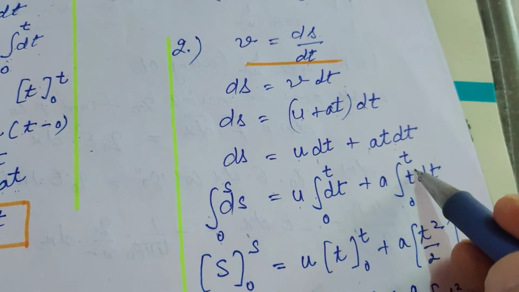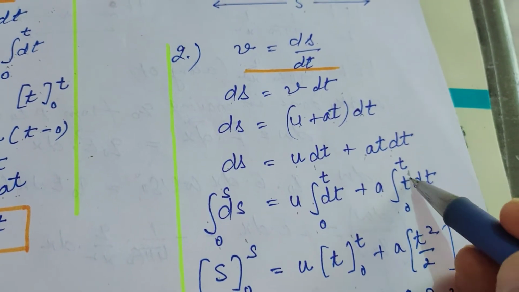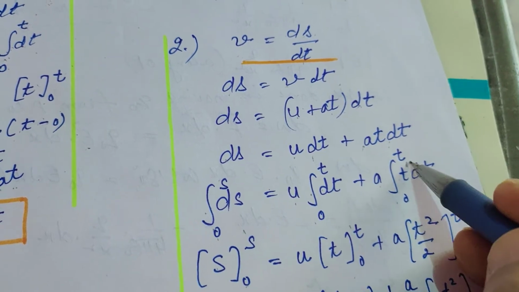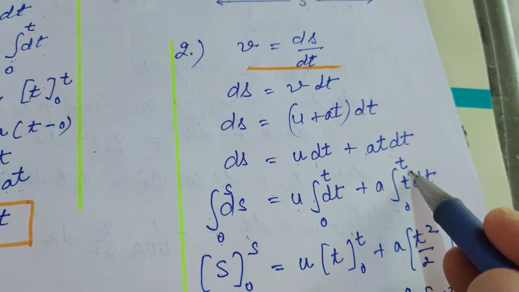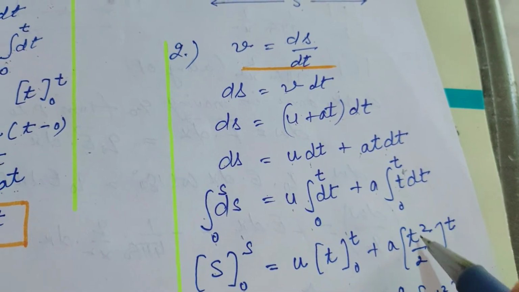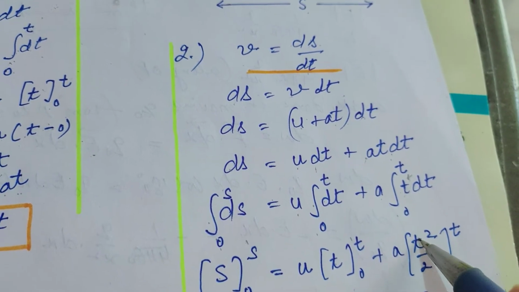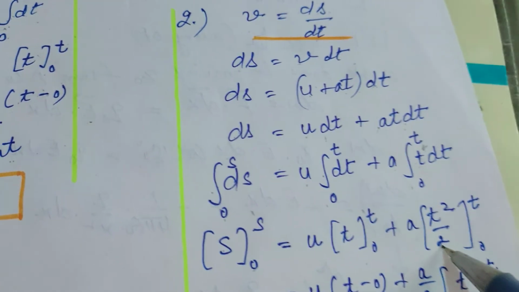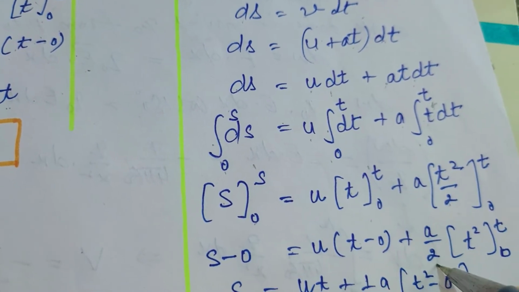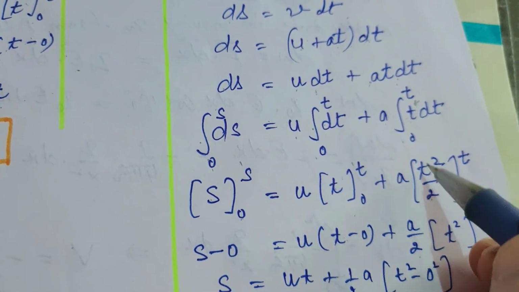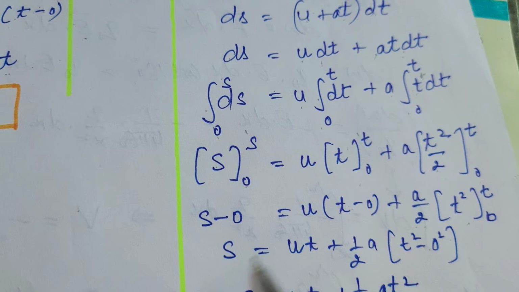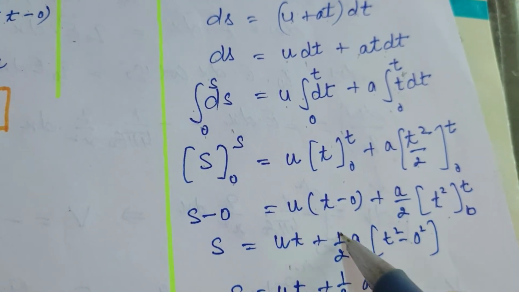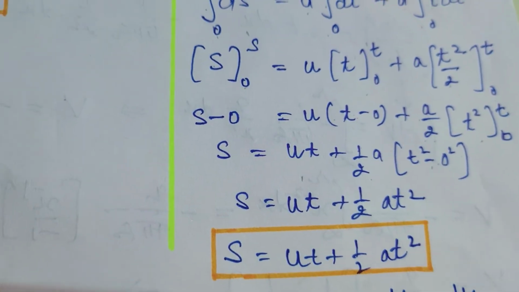For t, as there is no power shown, I will consider the power of t as 1. Then use the formula of integration for x to the power n, which is x to the power n plus 1 over n plus 1. So t to the power 1 plus 1, that is 2, divided by 2. Again the 2 is taken outside. For t square, upper limit minus lower limit. So s is ut plus 1 by 2 a into t square minus 0, which is t square. So this is the second equation of motion.